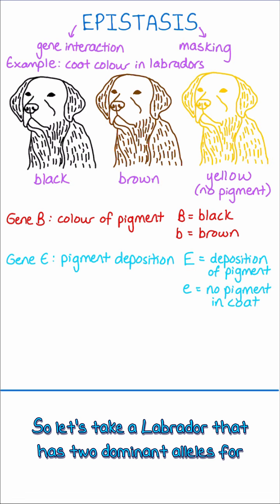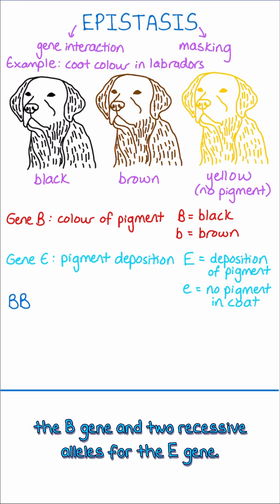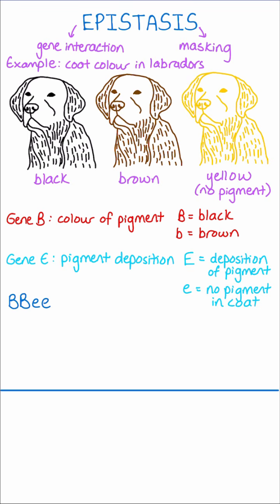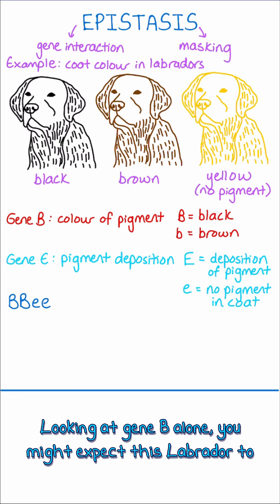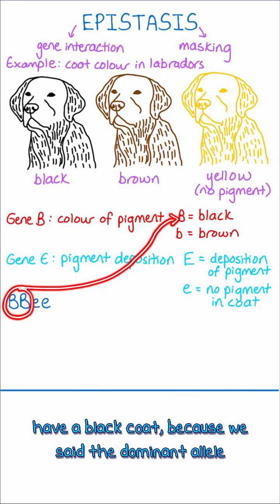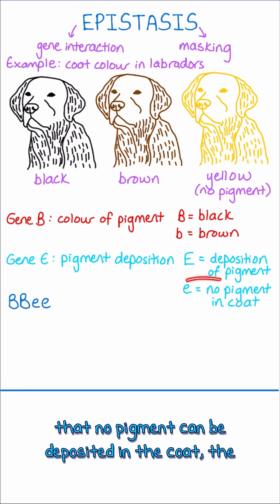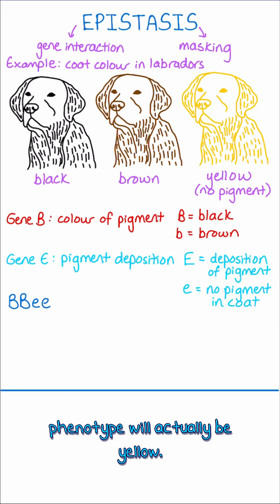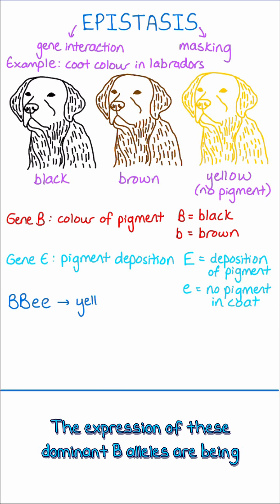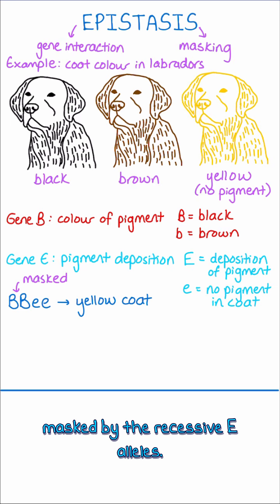So let's take a Labrador that has two dominant alleles for the B gene and two recessive alleles for the E gene. Looking at gene B alone, you might expect this Labrador to have a black coat, because we said the dominant allele codes for black. However, because two recessive E alleles means that no pigment can be deposited in the coat, the phenotype will actually be yellow. The expression of these dominant B alleles are being masked by the recessive E alleles.